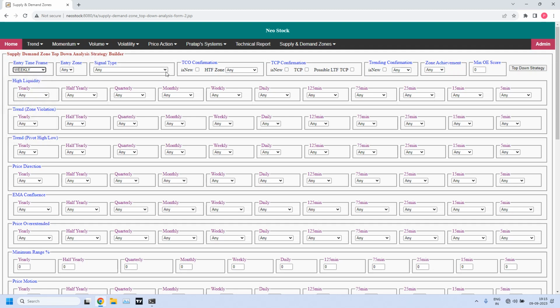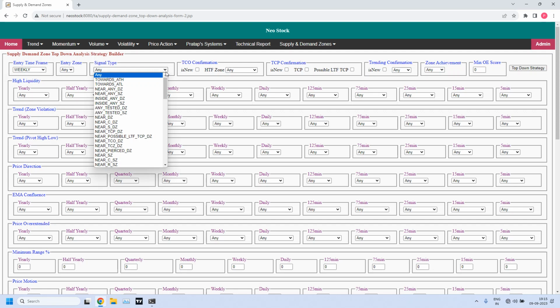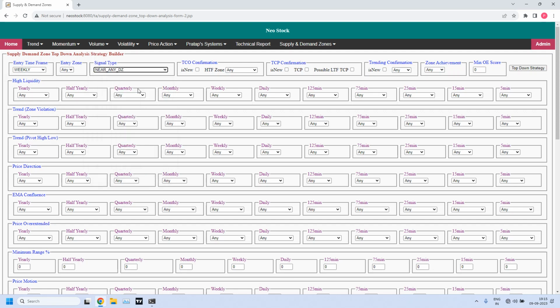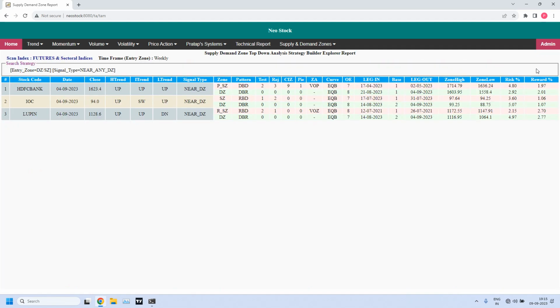Now I am generating the stocks near to the weekly demand zone. So I am filtering the stocks by clicking the top down strategy button, and these are the three weekly stocks filtered which are near to the weekly demand zone.